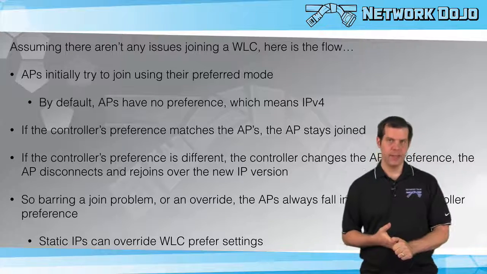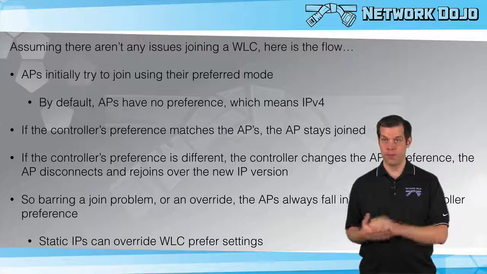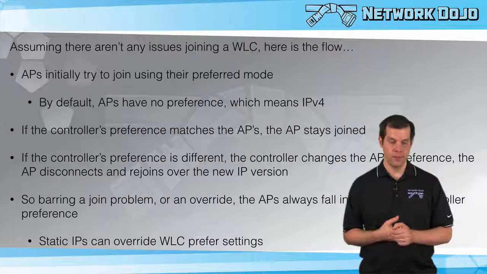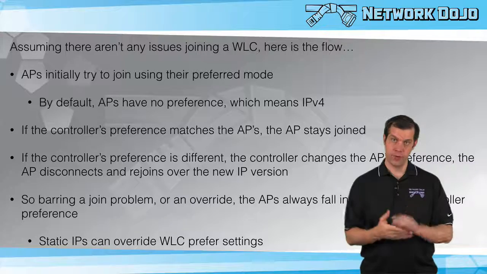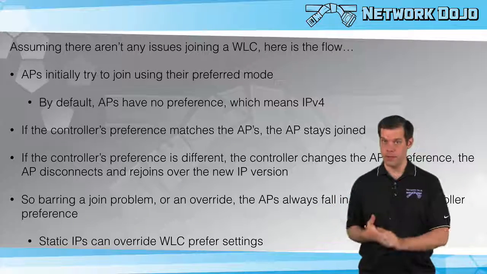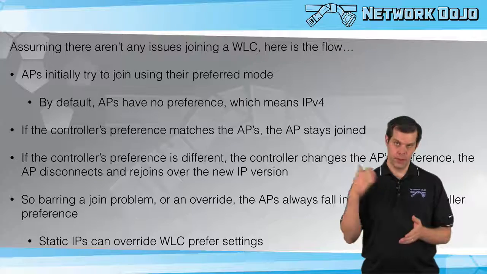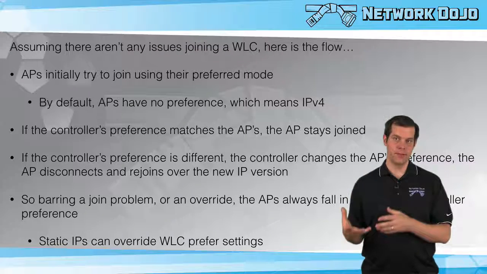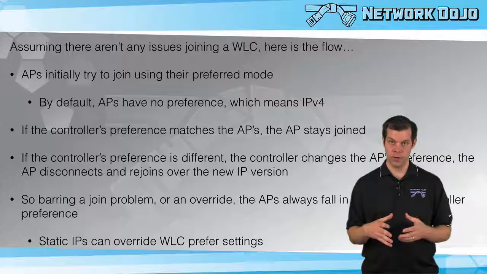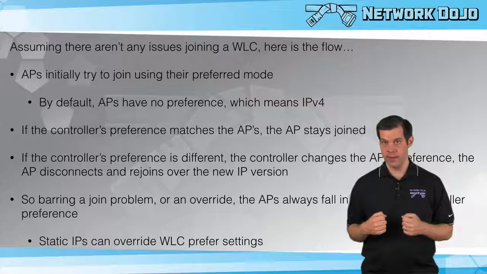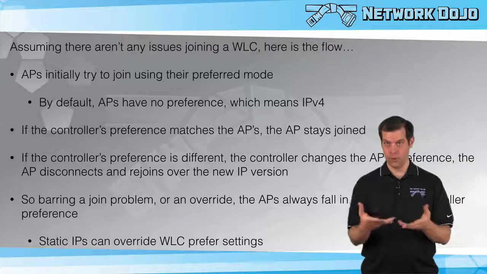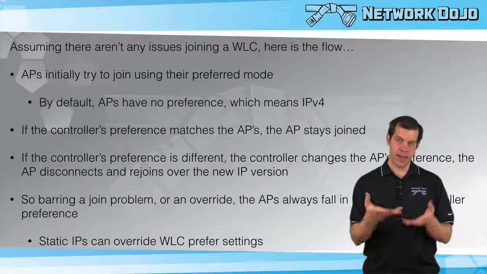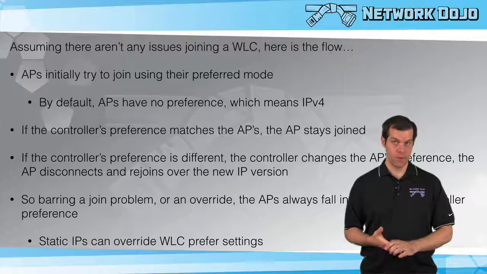So let's say that the AP was pre-configured to prefer IPv6. The controller is set to prefer IPv4. The AP will join initially over IPv6 because that's the AP's preference. Once the join completes, the config push happens. The AP's preference will change from v6 to v4 as a part of the config push. After that, it disassociates. Now it's going to associate again with its new preference, which is v4. That matches up with the controller, and that time it stays up via v4.